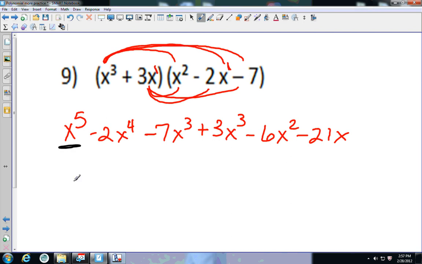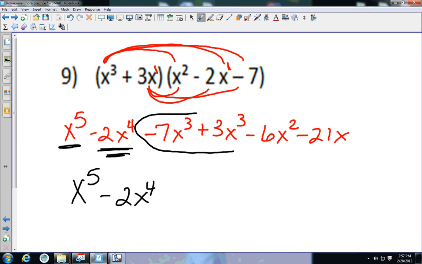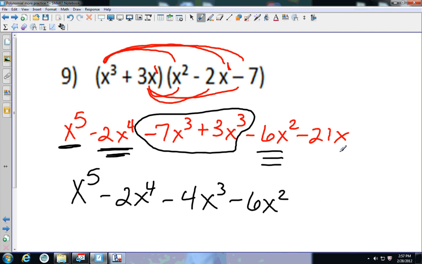I've got x to the 5th power. Now I put my x to the 4th together. I don't have any other, so it's minus 2x to the 4th. Here are my cubes, these two together right here. Negative 7 plus 3, negative 4x to the 3rd power. Then I have minus 6x squared. And then this one right here, negative 21x.